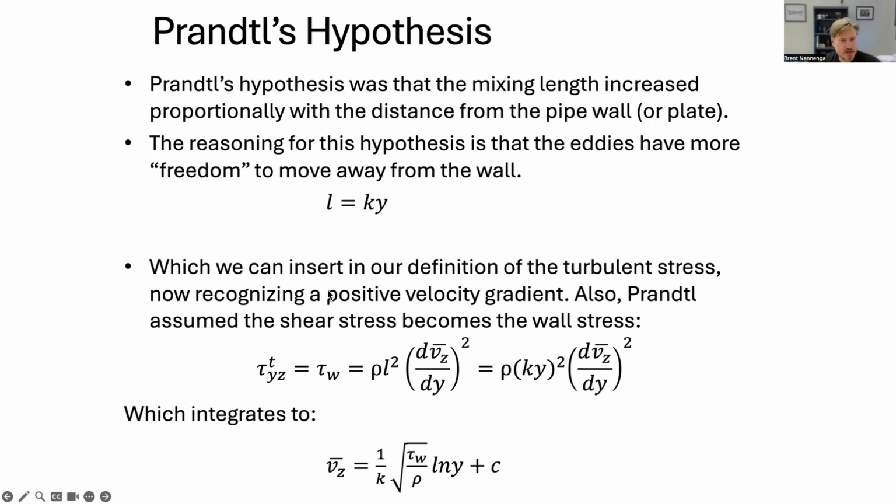And again, the reasoning for this is that the eddies will have more freedom to move away from the wall. When they're closer to the wall, they're kept small because you have that boundary. And as you get more towards the middle, they're able to move much more freely. You can have much bigger mixing lengths. So if we take this value here, which is, again, linear, basically you have some slope times the distance from the wall equal to your mixing length. And you can plug this into the equation we had before.